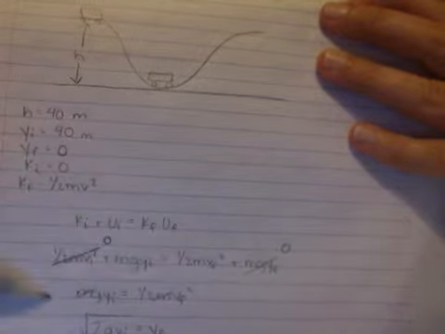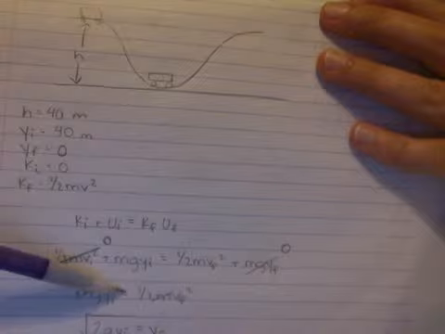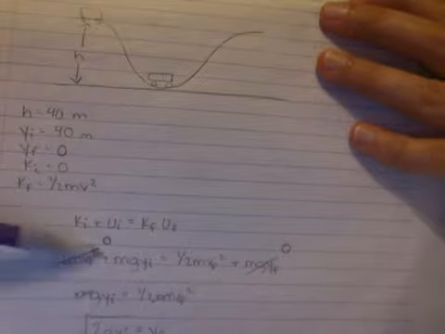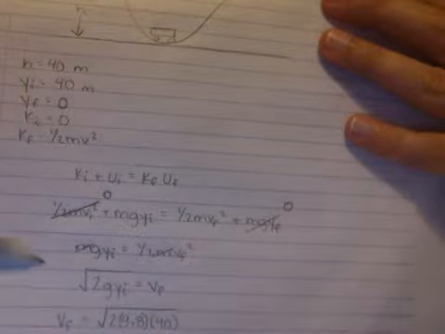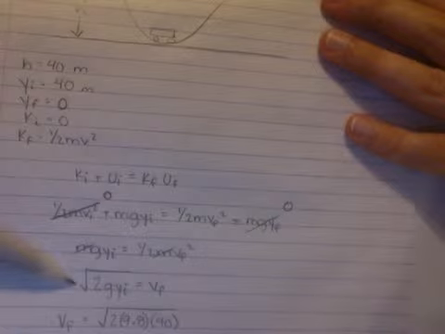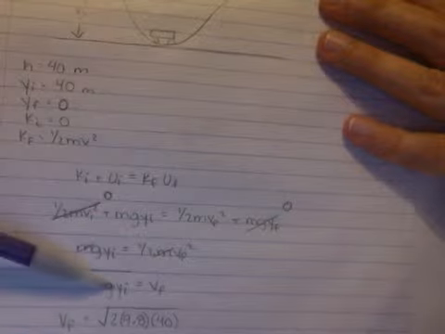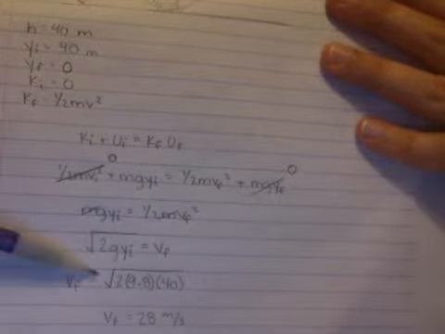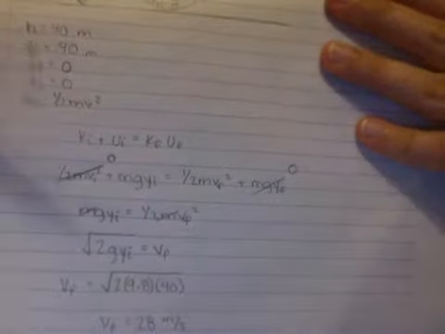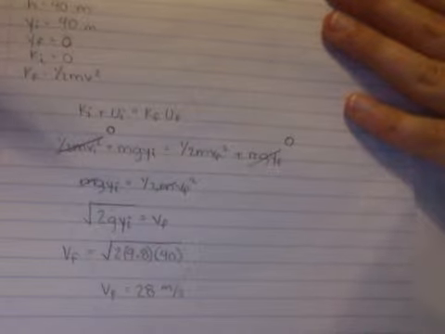So we end up getting mgy equals 1/2 mass times velocity squared. We are solving for our velocity, so we can take the square root and we get the final velocity equals the square root of 2gy initial. We plug in our values, where the final velocity is the square root of 2 times 9.8 times 40, which is the height, and we get a final velocity of 28 meters per second.